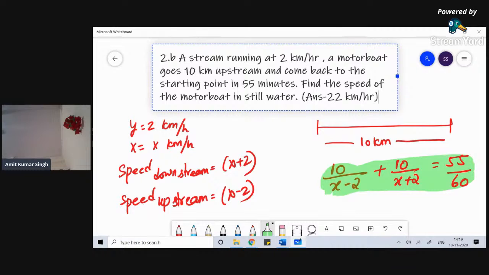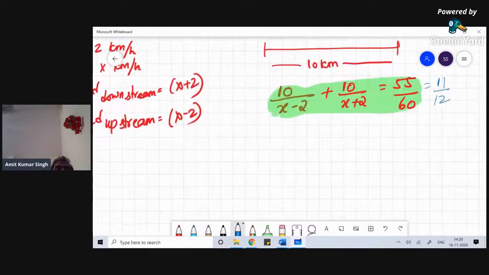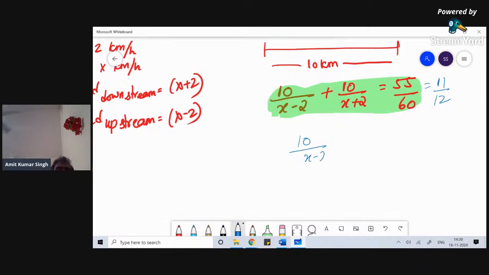So suppose that is equal to x kilometer per hour. The boat went 10 kilometer upstream, so definitely when it was coming back, the motorboat will come back downstream. So the equation would be 10 by x minus 2 plus 10 by x plus 2 equal to 55 by 60. 55 by 60 you can write as 11 by 12. Okay, now please understand this. This will turn into a quadratic equation. Everyone, this will turn into a quadratic equation. So here I have not given you the option.